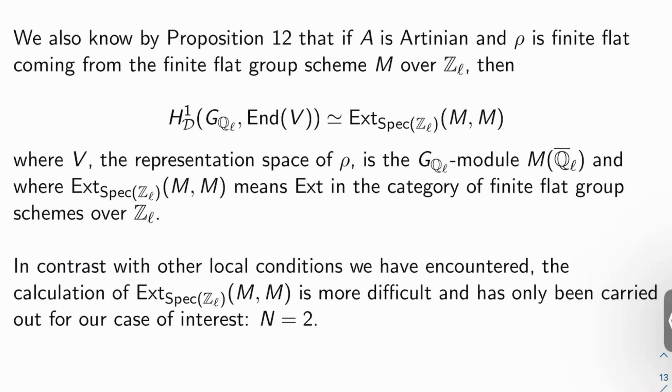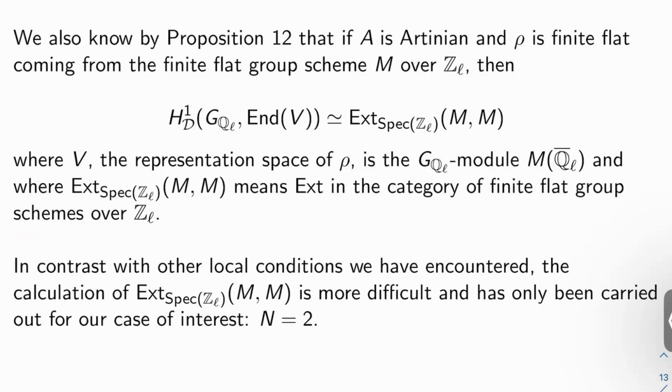What's the cohomology group? This is a little bit harder to describe. We're going to use the fact that we can describe cohomology groups here in terms of extensions, because that's about the best we can do. We know by proposition 12 of this chapter that if A is Artinian and rho is finite flat, coming from a finite flat group scheme M over the l-adic integers, then H^1_D(G_{Q_l}, AV) is nothing but extensions of M by M, where V, the representation space of rho, is the G_{Q_l}-module M(Q bar l), and where this extension group means extensions of M by M in the category of finite flat group schemes over Z_l.